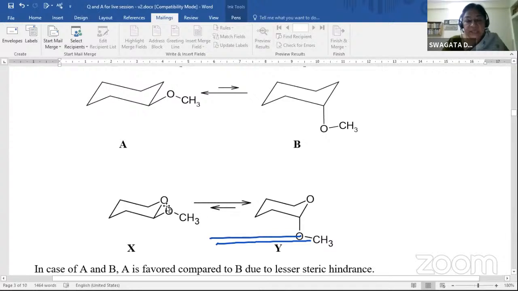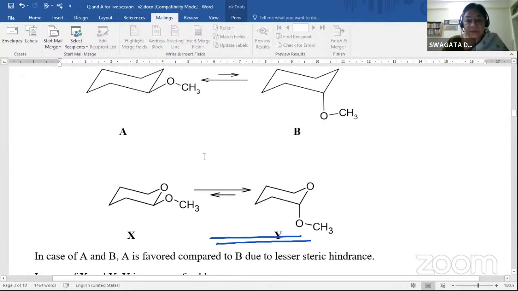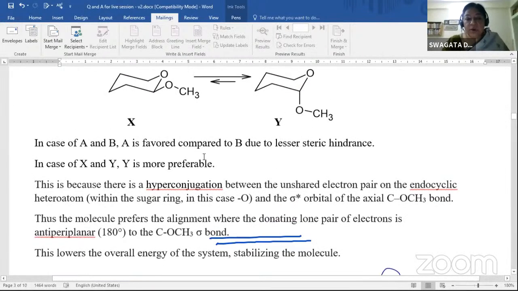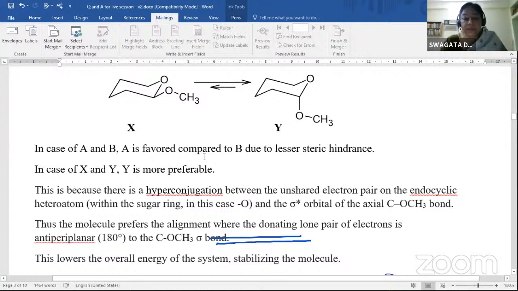Now, this has an oxygen atom here. This does not. Now, what would we say would be preferable for a molecule to exist in? In the case of A and B, A would be favored. Why? Because it would have less steric hindrance. However, in the case of X and Y, Y is more preferable. Now, why is that? This is because there is something that we call hyperconjugation.